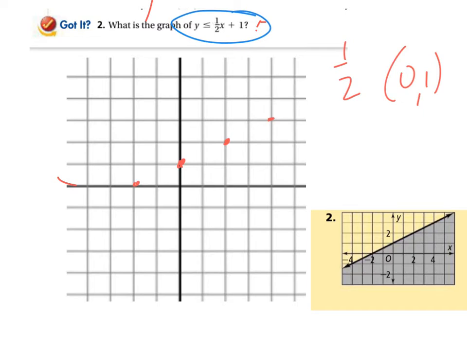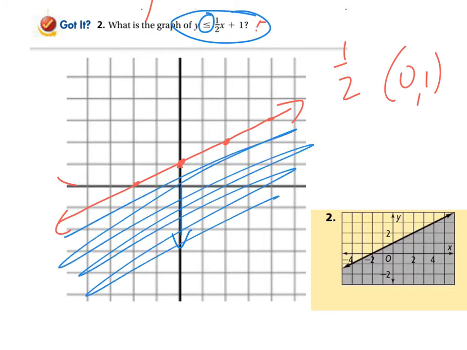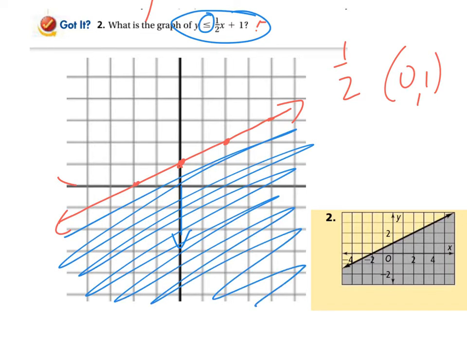Interesting. It's not letting me graph. Just a second. Alright, so there you go. Anyway, there's the line. Now, as far as shading goes, which way is y getting smaller? That means we go down, right? So that means I shade the lower half plane. And boom, that's all there is.